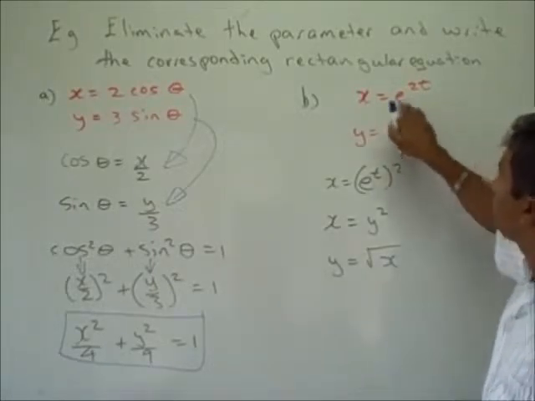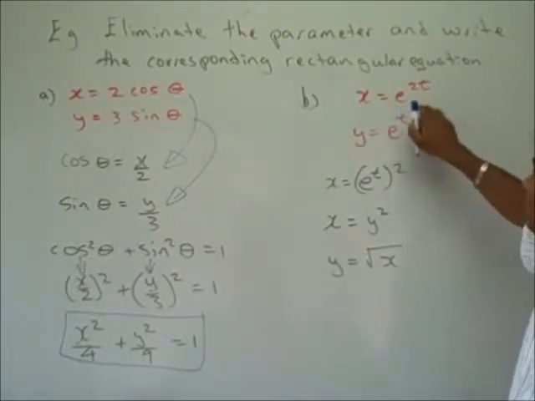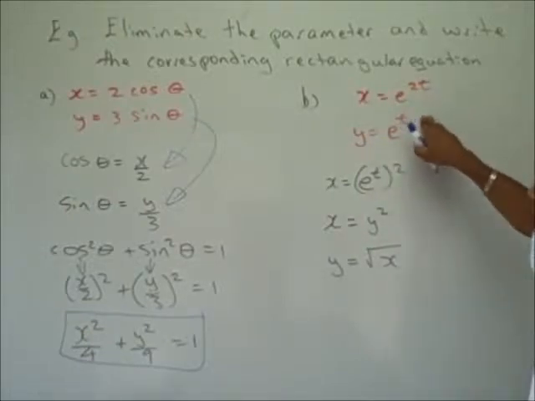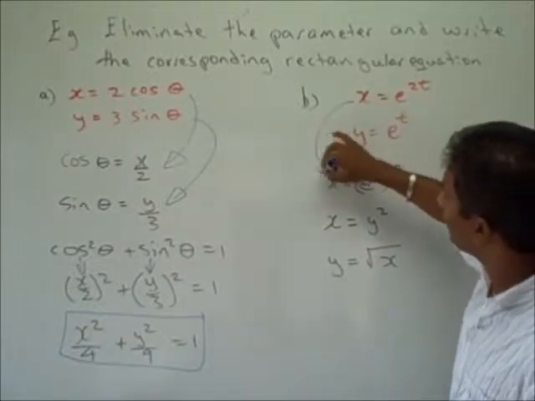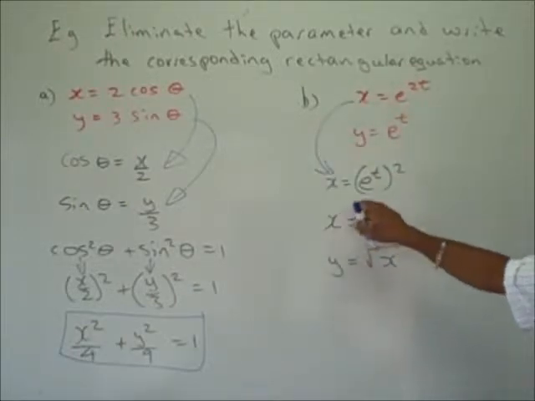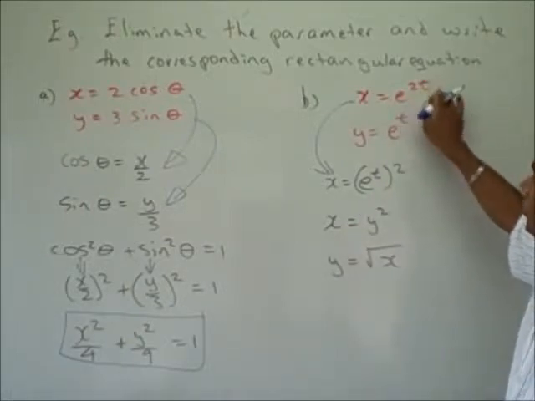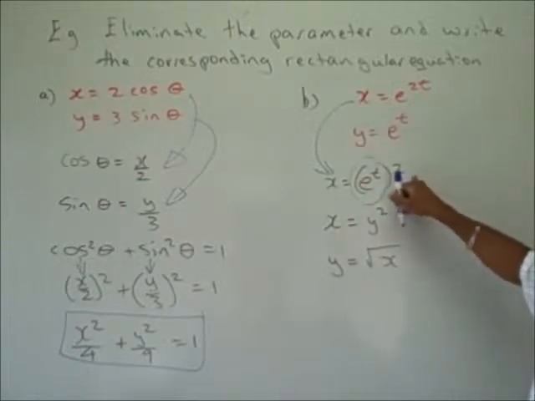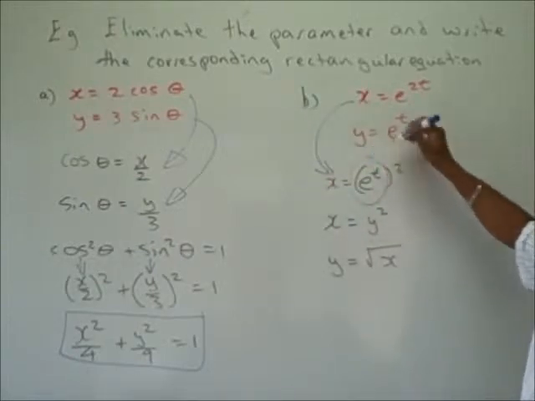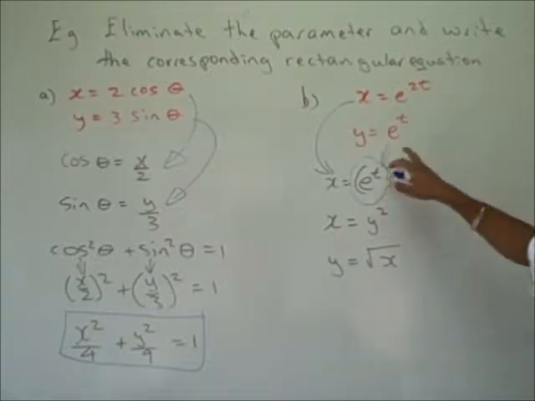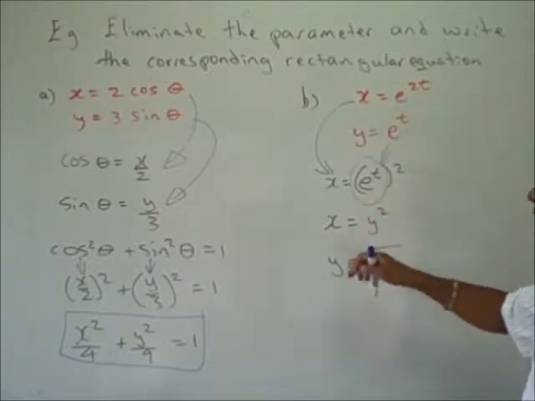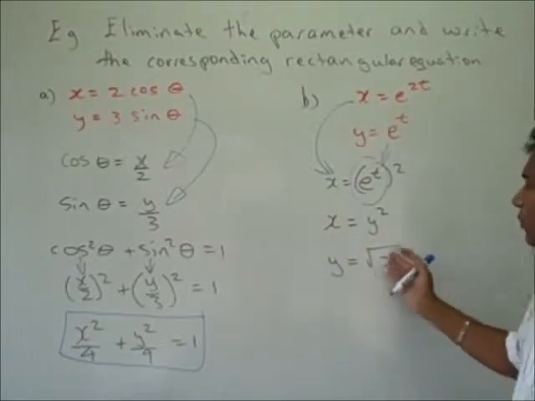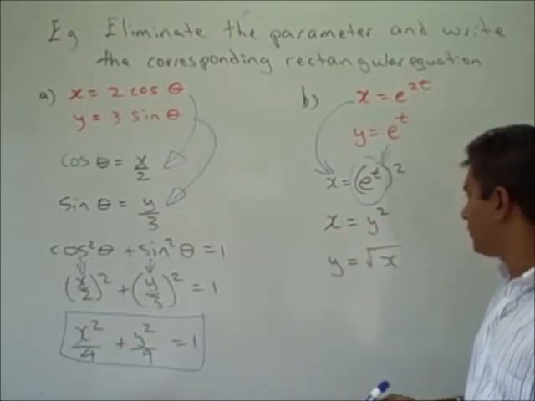In our second example, we have x is equal to e to the 2t, and y is equal to e to the t. Now we can rewrite x. x is equal to (e to the t) squared, since this is 2 times t, so this all becomes e to the t squared. We know from our second equation that y is equal to e to the t. So instead of having e to the t, we can replace this with y. So x is equal to y squared. Taking the square root of both sides, we have y is equal to the square root of x.